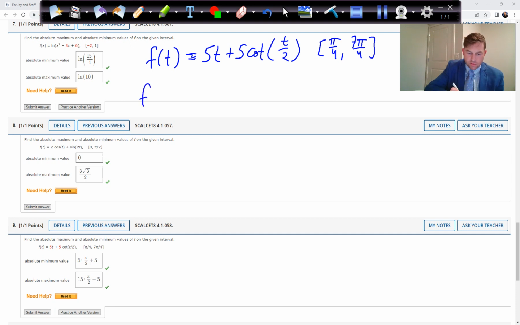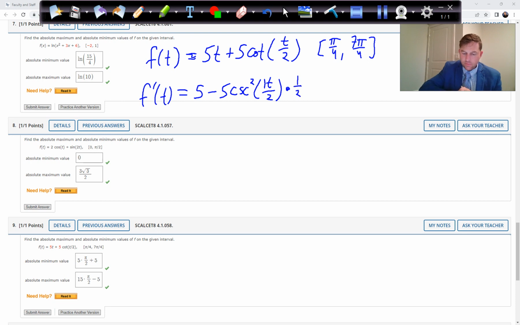Okay, so we immediately find the derivative. Derivative of 5t is 5. The derivative of cotangent is negative cosecant squared, so this would be minus 5 cosecant squared of t over 2 times the derivative of t over 2, which is 1/2. So we get this is equal to 5 minus 5/2 cosecant squared of t over 2.